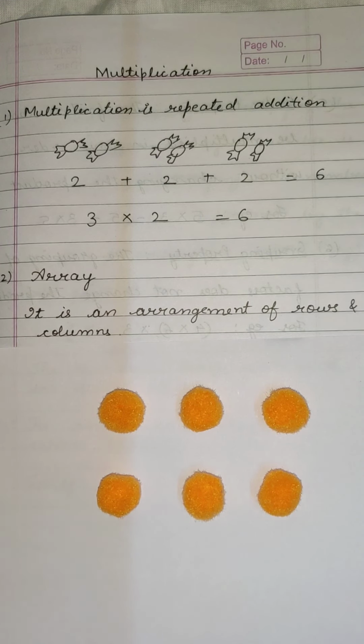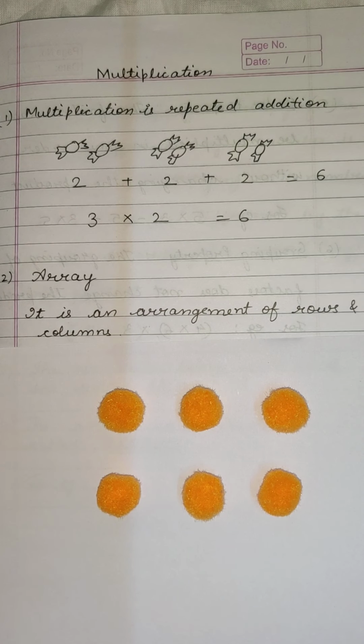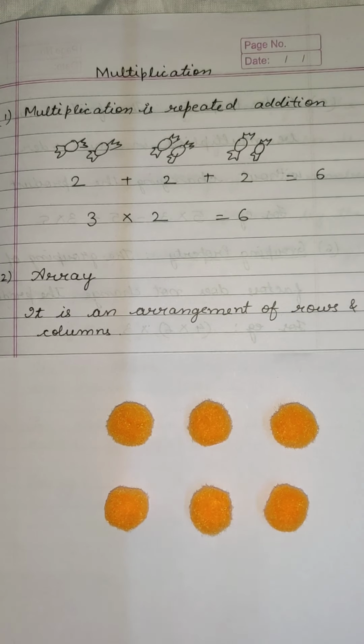So such an arrangement of objects in rows and columns is called an array, and this is nothing but 3 2s are, which gives you the total number of objects, that is 6. So you will multiply the number of rows into the number of columns and you will get the answer or the total number of objects, which is your product.